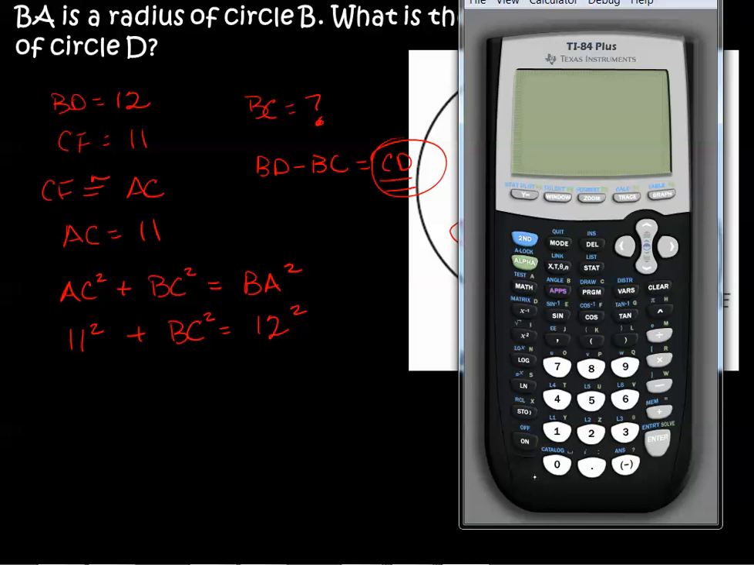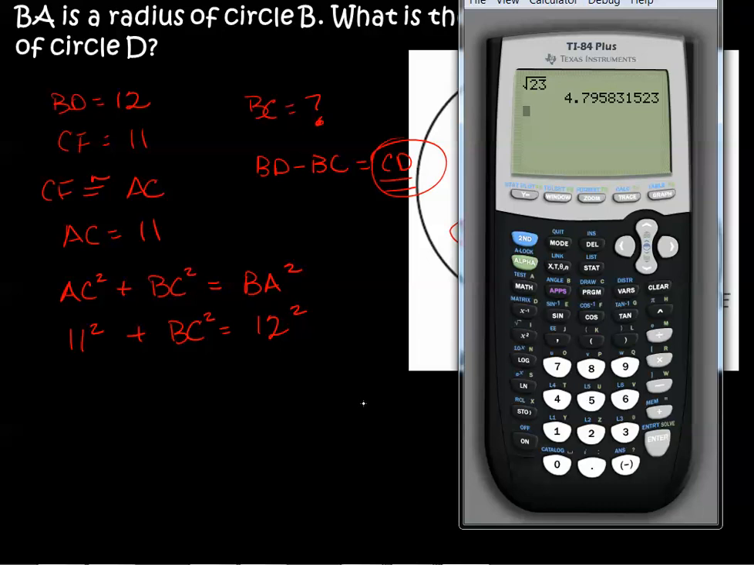Okay, so in the calculator, you're going to type in 12 squared minus 11 squared equals 23, and then you're going to find the square root of 23. Oh my goodness, I did that wrong. Let me do that again. Square root of 23. Let me enter it correctly. There we go, square root 23.